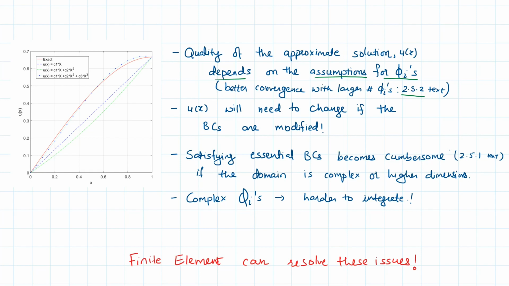Okay. Further, if there is a change in essential boundary condition, our approximation function will need to be modified. Okay. Further, satisfying the essential boundary conditions becomes cumbersome as you go in the domain that is more complex, or if you go in a higher dimension such as 2 or 3 dimension domains. And that is described more in detail in the section 2.5.1 in the textbook.